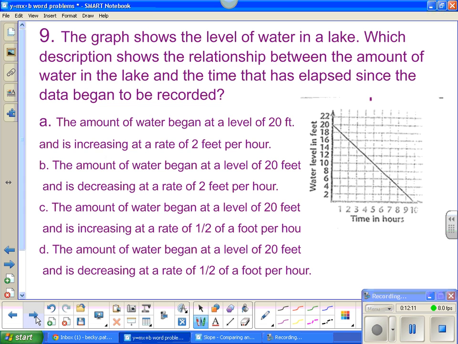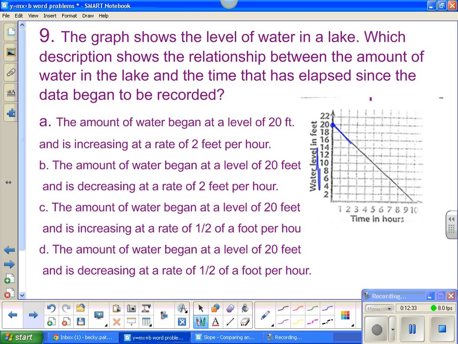The graph shows the level of water in a lake. Which description shows the relationship between the amount of water in the lake and the time that has elapsed since the data began to be recorded? Okay, before we read all this, let's look at our graph. So this represents the water level. So what is the water level starting at? 20. What's happening to the water level?